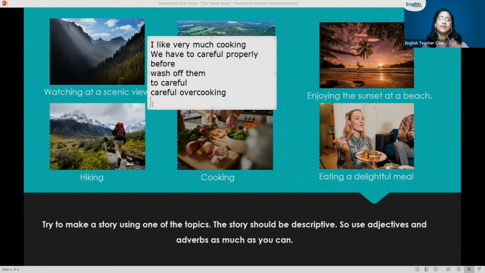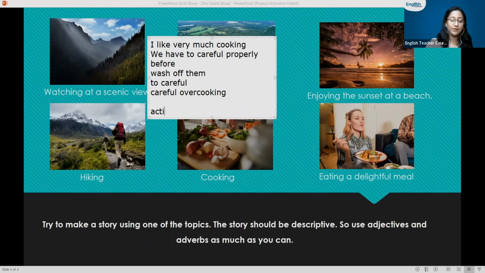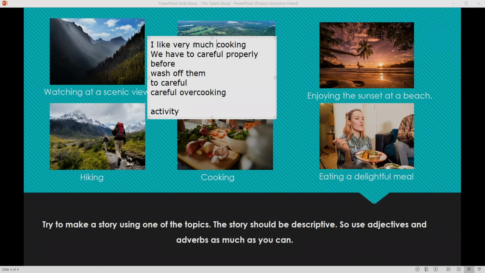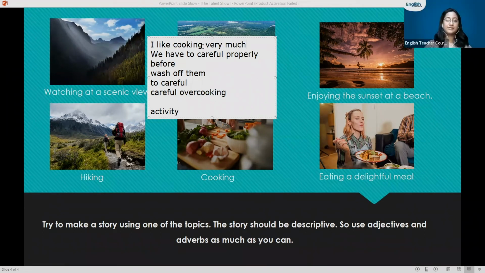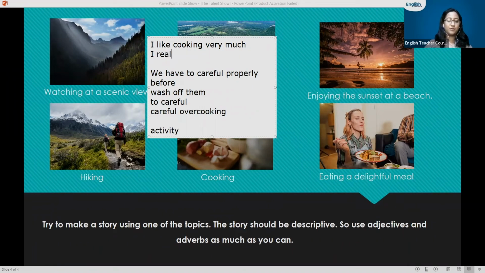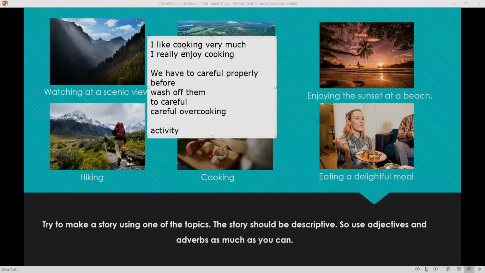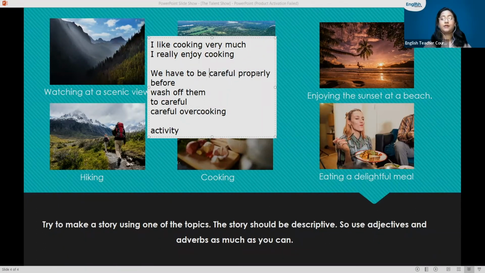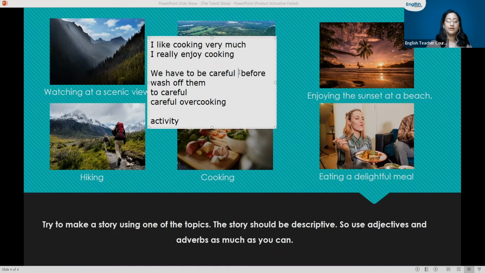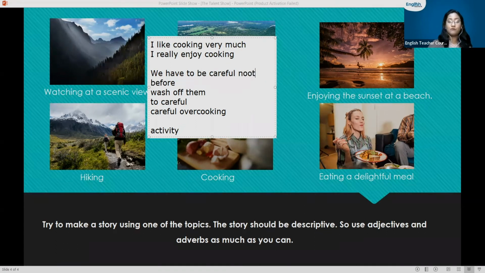Okay. Without using words like thing and one, you can use words like activity. Cooking is a very enjoyable activity. Right. So, I like very much cooking. It's better if you say, I like cooking very much. Another way you can say is, I really enjoy cooking. Okay. Here we have to be careful. We have to be careful. You can say not to overcook. Yes. We have to be careful not to overcook.